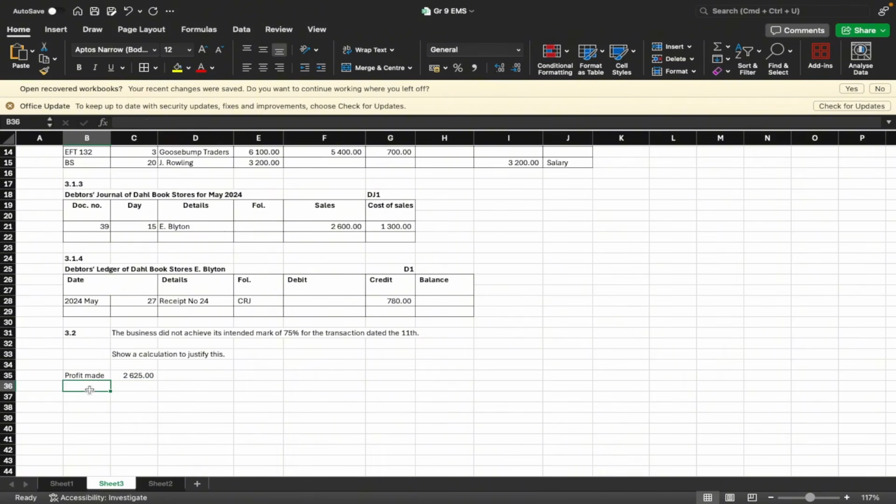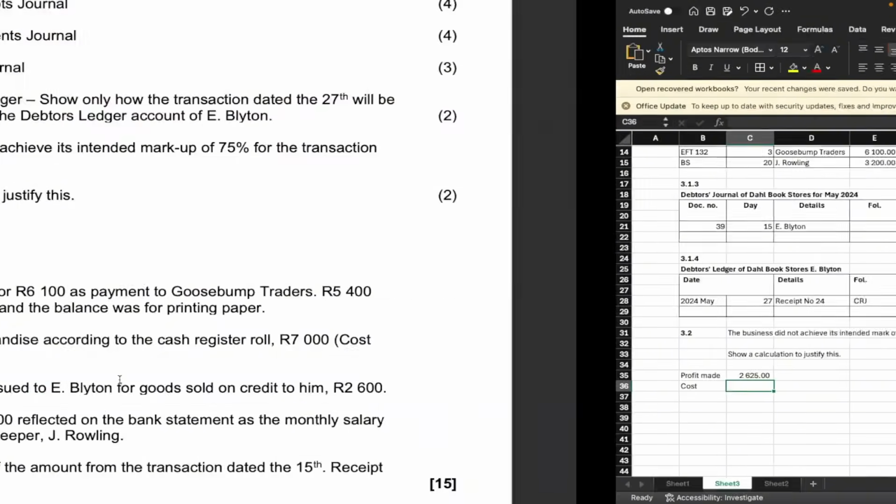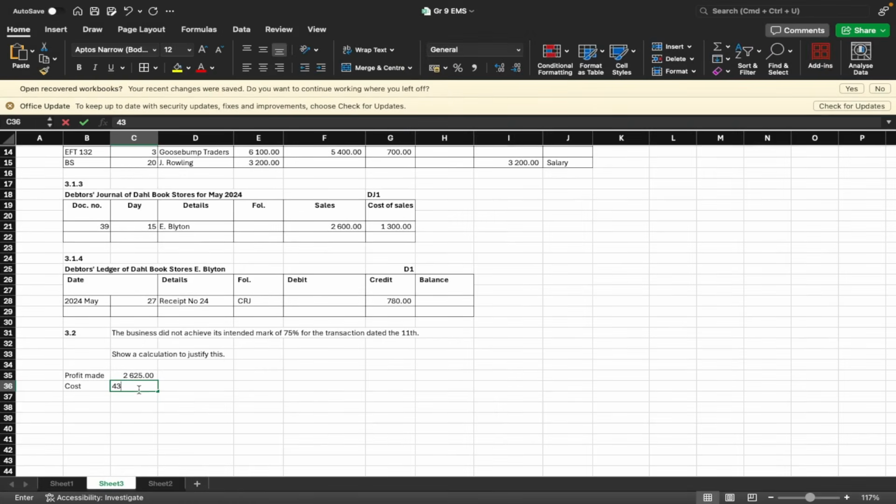And how much did it cost us? The cost is the 4,375. Okay, that is how much it costed us. And so for us to see how much the markup is that we made, okay, markup will take the 2,625, meaning the profit made, divided by the cost, and that will give us our markup.